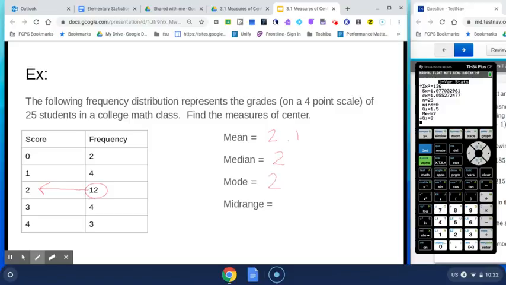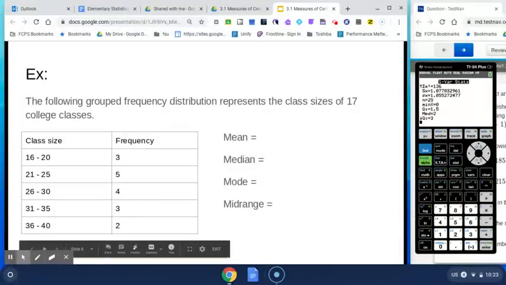It occurs 12 times. And then the mid-range is the low score, which is 0, plus the high score, which is 4, divided by 2. So we have 4 divided by 2, which is a mid-range of 2. Notice all of the measures of center for this particular data set are very close in value. They're all about 2. So this is a distribution that we would call symmetric. We'll be talking about shapes a little bit later in the notes.